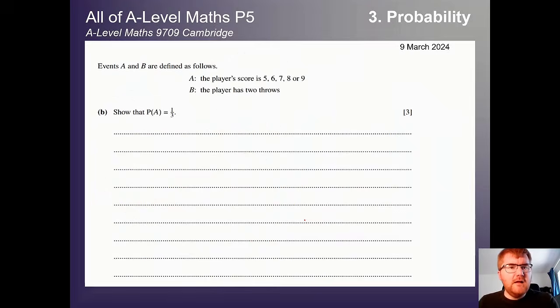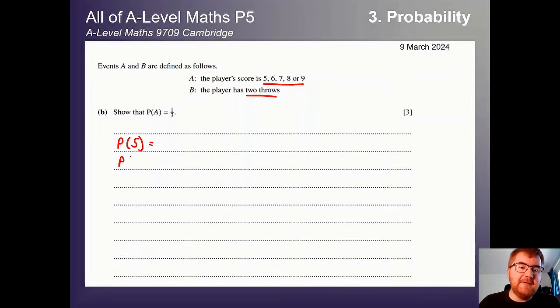So on to part B, we've got two events, A and B, and they're defined in the following way. A here: the player's score is equal to 5, 6, 7, 8 or 9. And event B is that the player has 2 throws. And we need to show, first of all, that the probability of A, getting 5, 6, 7, 8 or 9, is equal to 1/3. Like with these show that questions, you always feel very good when you've got the answer at the end. So let's work each of these out separately.